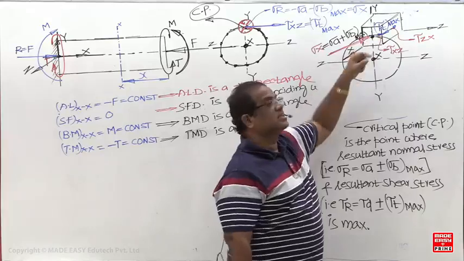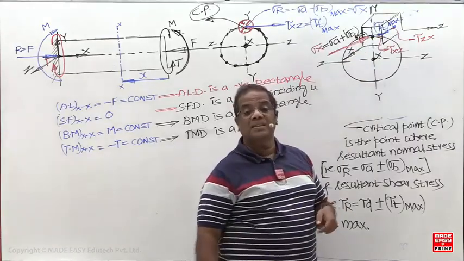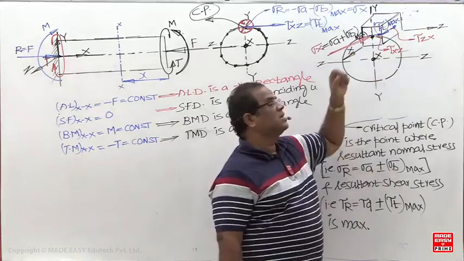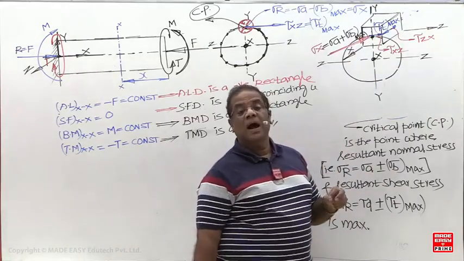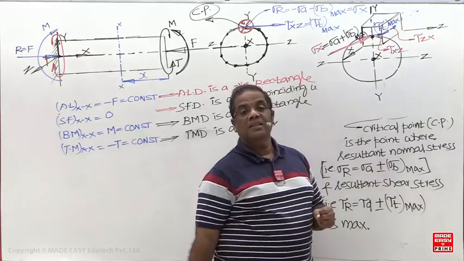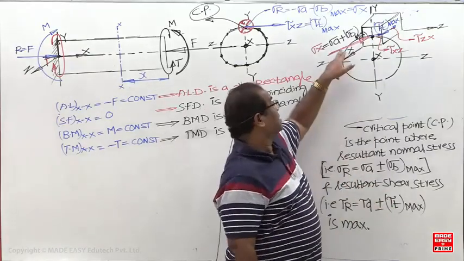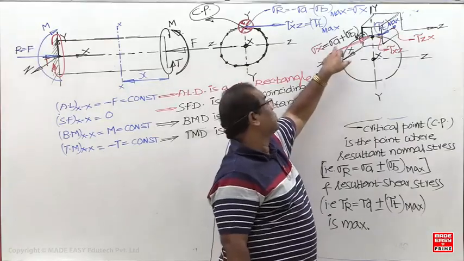So what is the principal stress equation here? 1 by 2 of sigma x plus sigma z, but sigma z is 0, plus or minus square root of sigma x minus sigma z whole square, plus 4 tau xz square. In place of sigma x, what should I put now?